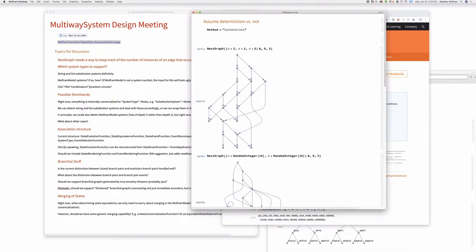Oh, which? So if you have a multi-way system which you assume is deterministic, then you don't care to return the same path multiple times, but you might still care if two evolution functions you have return the same result. I didn't understand the import of that.